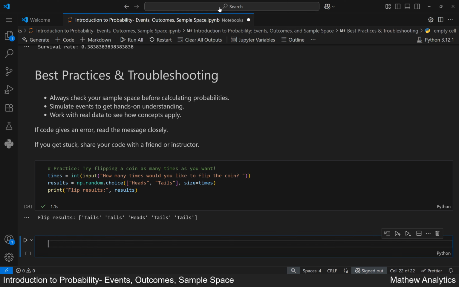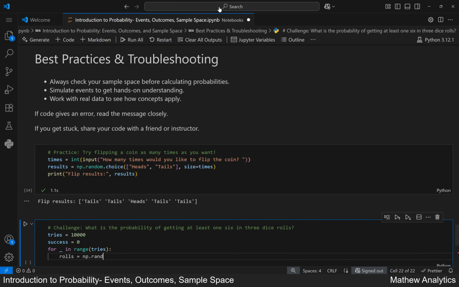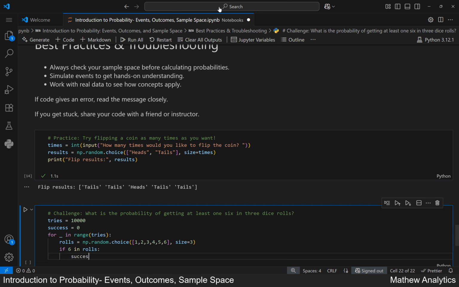Ready for a challenge? Let us estimate the chance of getting at least one 6 when rolling 3 dice at once. We try this experiment 10,000 times to estimate the probability. We set a counter for how many trials work out. We loop over all trials. Each time, we roll 3 dice. If at least one die is a 6, we add to our successes. We print out our estimated probability.